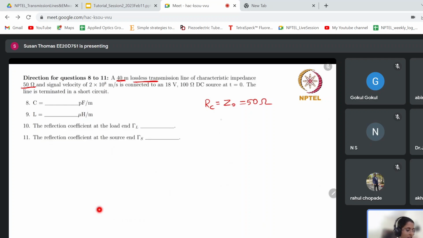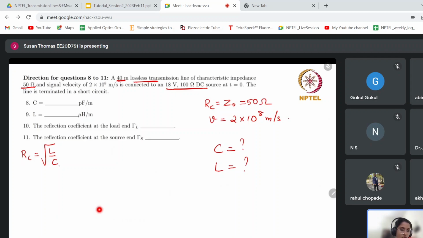Okay, and the velocity is 2 into 10 power 8 meter per second. It is connected to this source. Now the question is, what is C, what is L? So you are given RC and V. This kind of question was discussed last week.